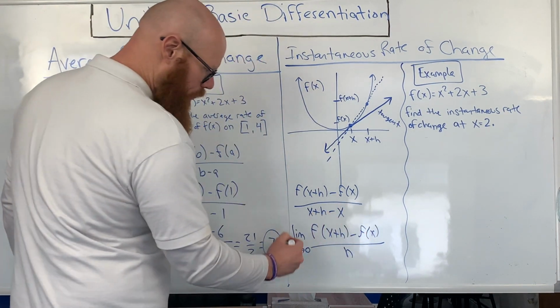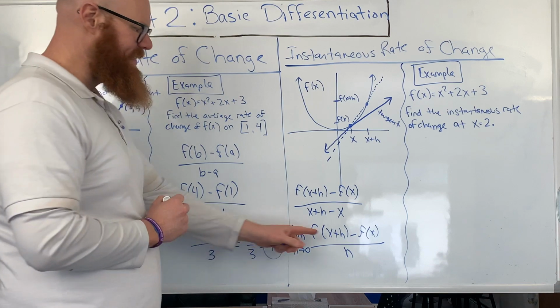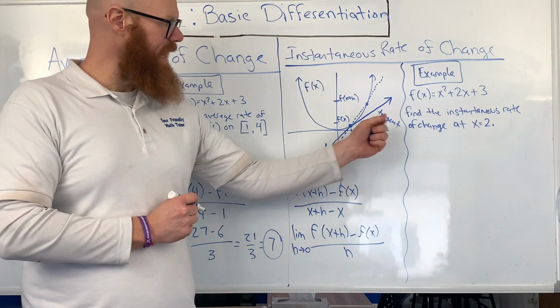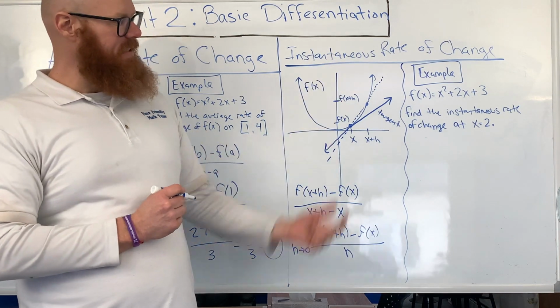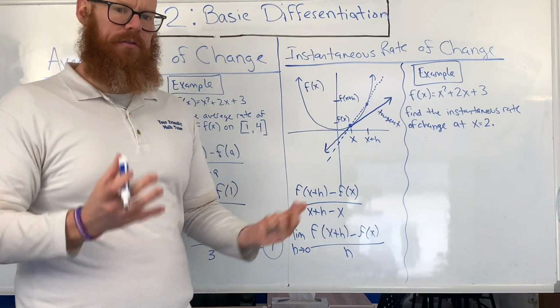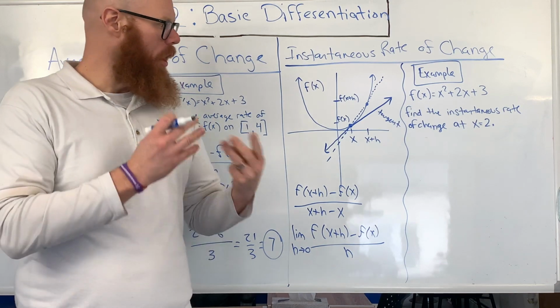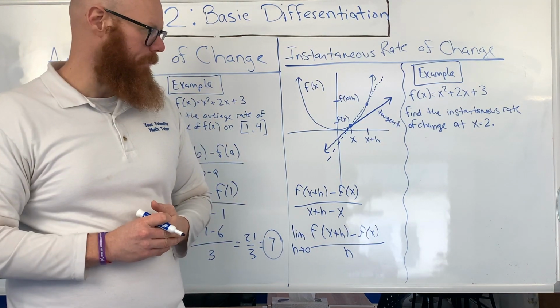And this whole thing is what we call the definition of the derivative, or the slope of the tangent line, or the instantaneous rate of change. They are all the same thing. Derivative, slope, instantaneous rate of change, they all essentially mean the same thing.